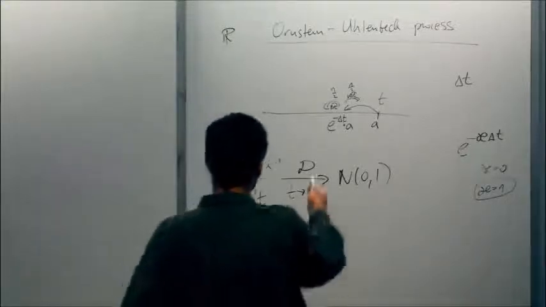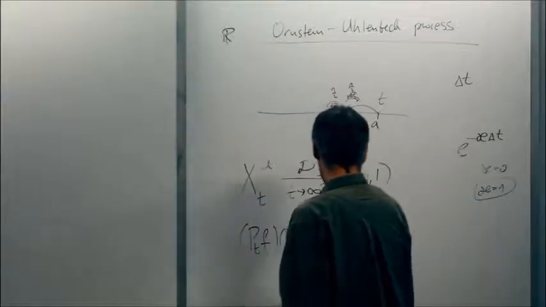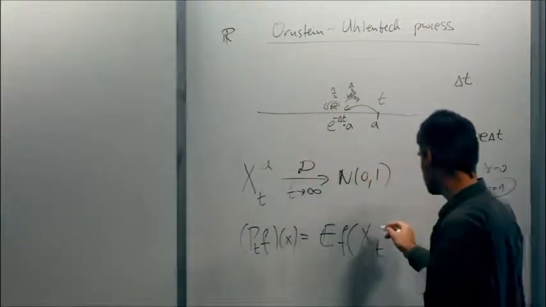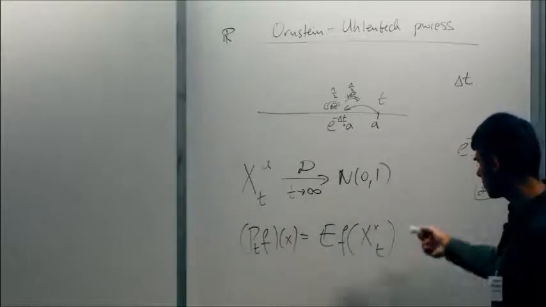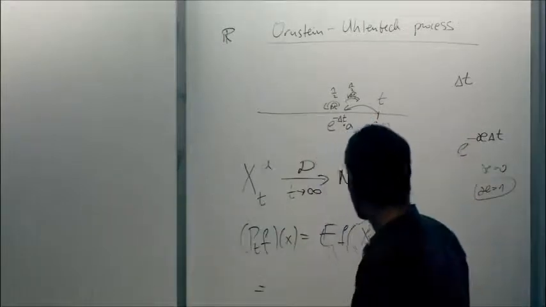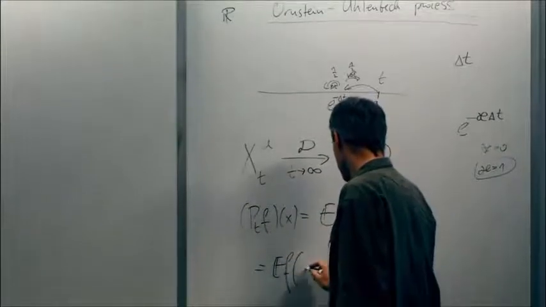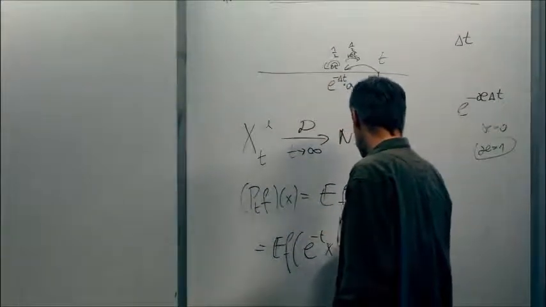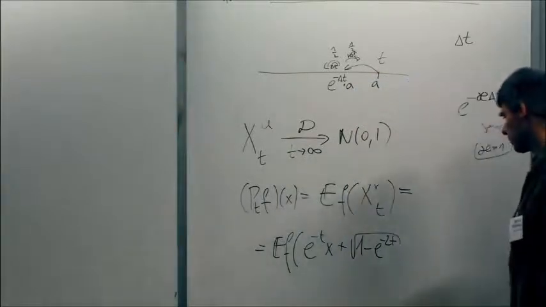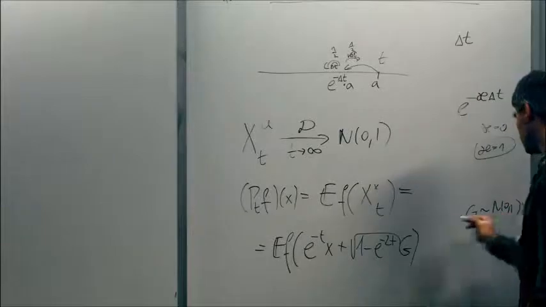Okay, so now again, what is the semigroup? P_t f at point x. Well, this is the expectation of f of this process if we start from point little x. Now, I will not give the proof of that, but again, this is some use of the central limit theorem, more or less. The exact formula for that will be f of e^{-t} x plus square root of 1 minus e^{-2t} times g, where g is the standard Gaussian random variable.